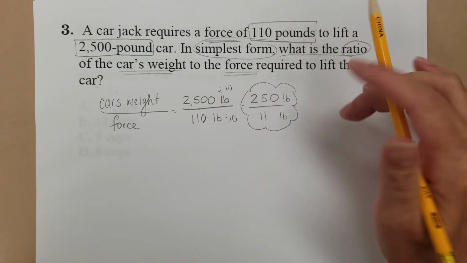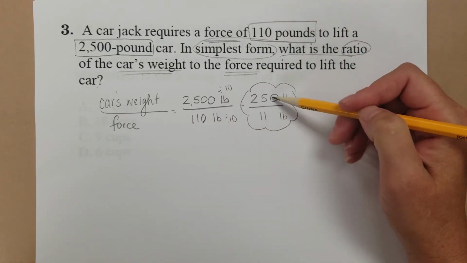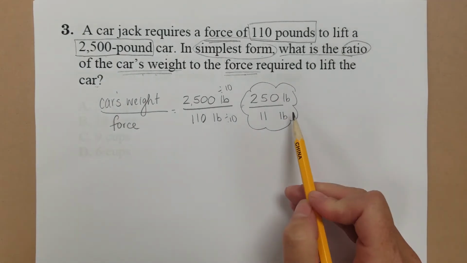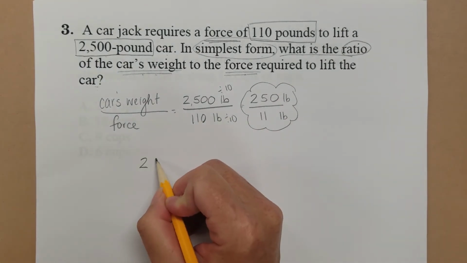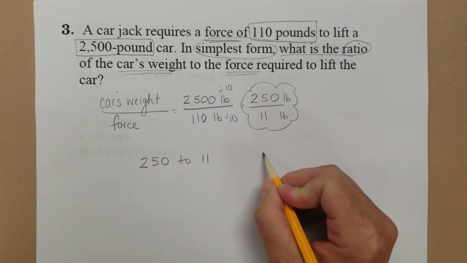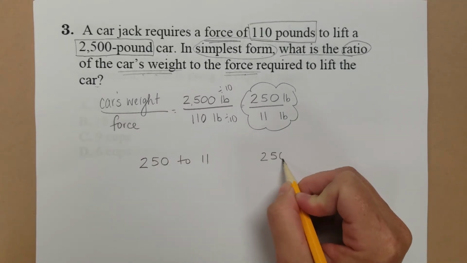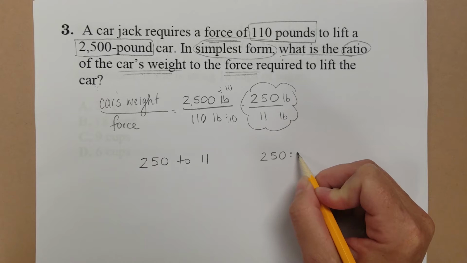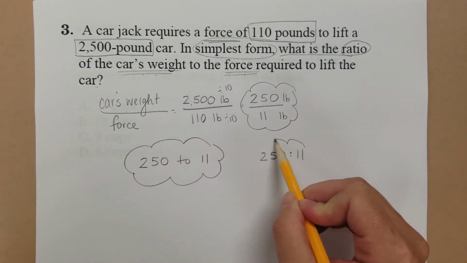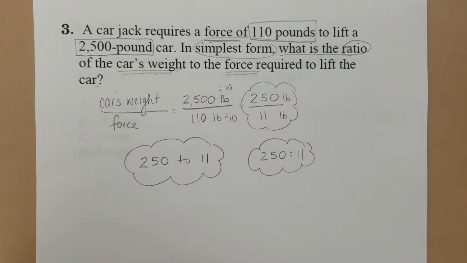Now, some students would be uncomfortable because this is an improper fraction, and that's okay. You could also write it with the word "to," or you could write it with a colon. So each of these would be correct answers, and they're all in simplest form.